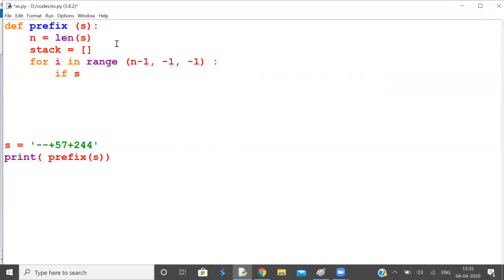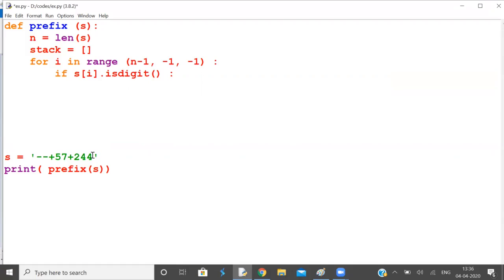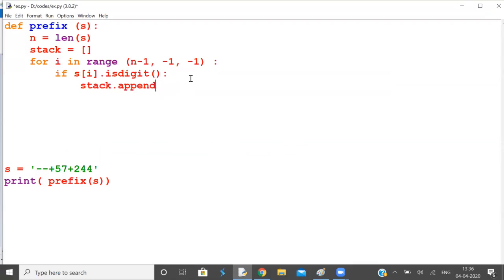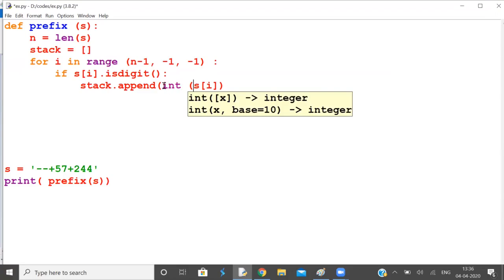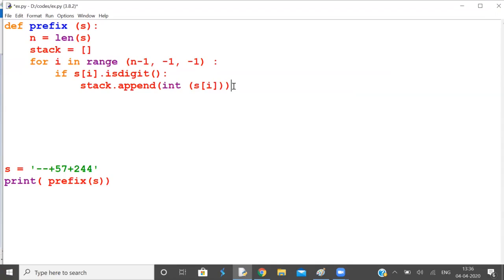Now if the last character which i refers to is a digit. In this case, yes. This is a digit. Okay. If it is a digit, append it to stack. Stack dot append. What are you appending? S of i. Because you are performing mathematical operations before appending, make it an integer.